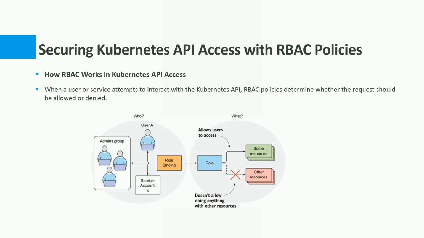Suppose you have created a service account with the name of X, and then you have created a role, and in the role first you have to define the namespace. Suppose you have created a namespace with the name of development, and then you define verbs, like what permission you want to define in the role, like read permission or delete permission or whatever permission you want to give to that service account.